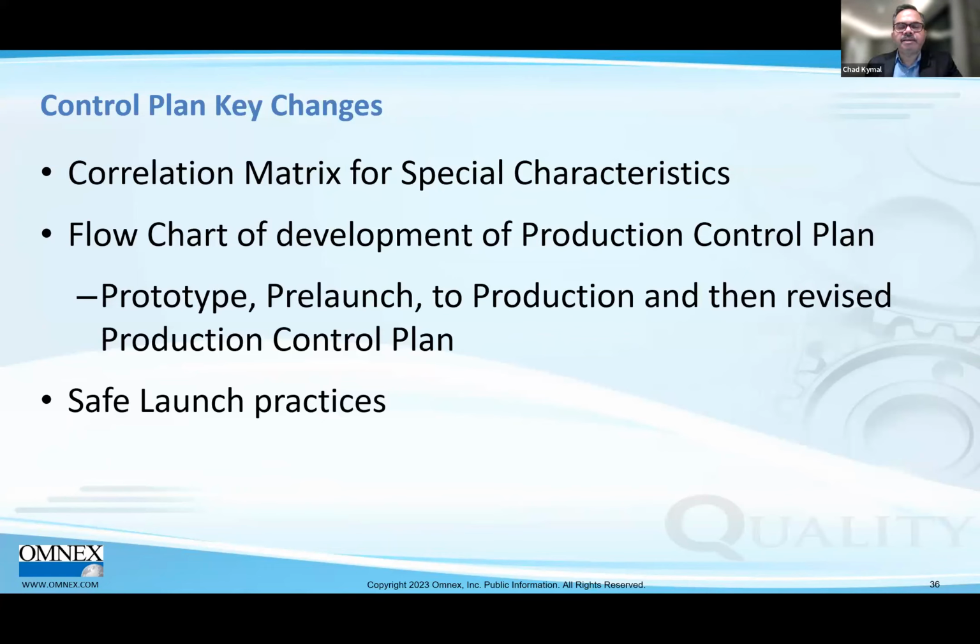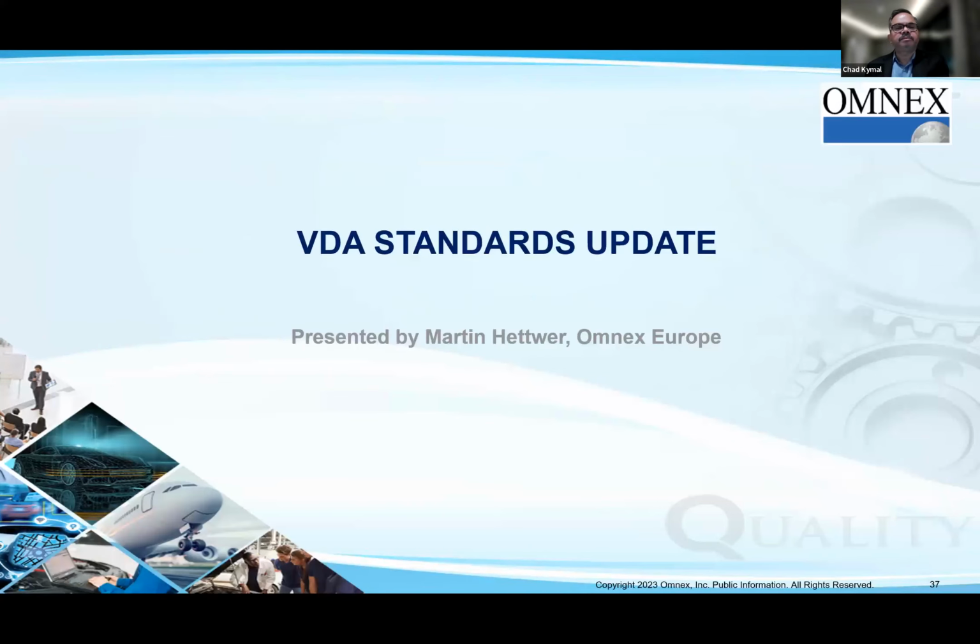Some key changes: there's something called a correlation matrix for special characteristics, where you can even have your own special characteristics symbols, and you'll have a correlation matrix to understand the different symbols for your customers. A flow chart of development of the production control plan and safe launch practices are what we might call key changes in the control plan.